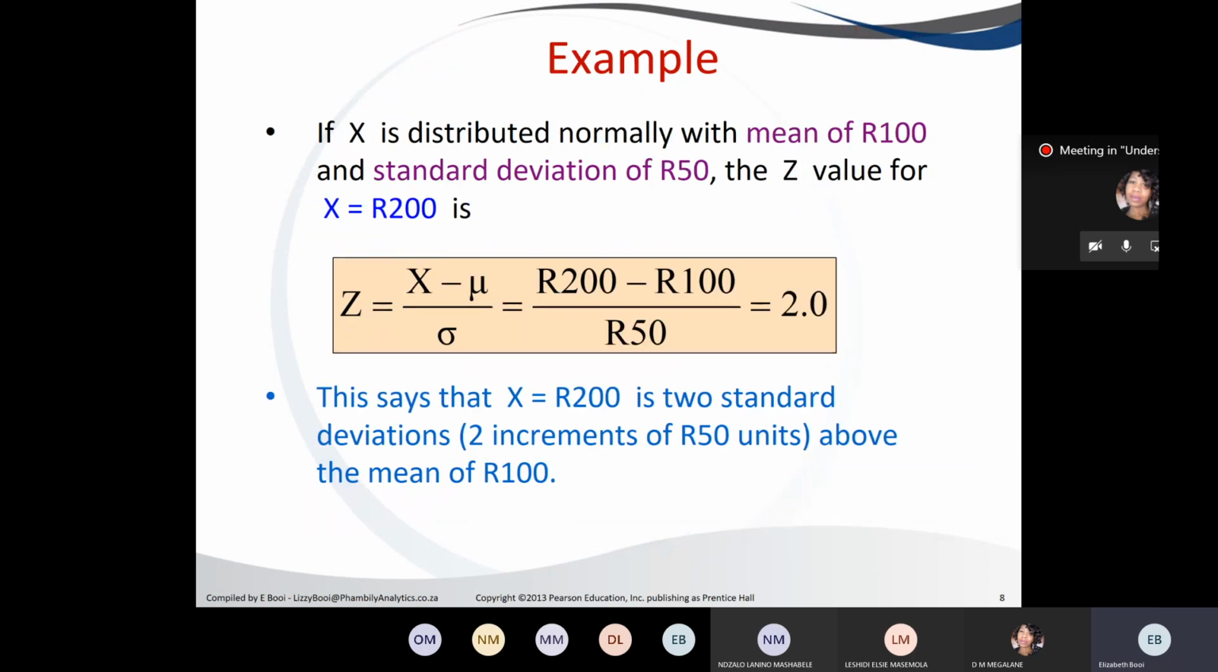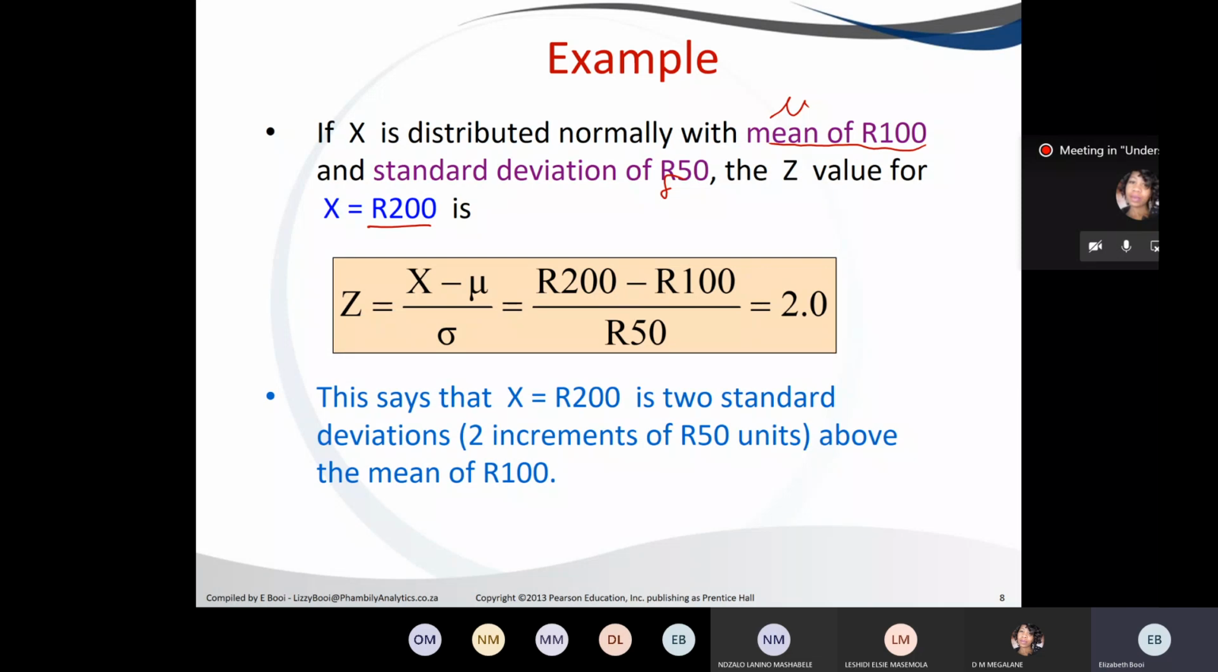And to calculate, for example, a z-score, if x is distributed with normal distribution of mean of 100 and a standard deviation of 50, the z value for x equals 200 is equal to, and we remember the formula, z is equal to the x value minus the population mean divided by the population standard deviation. And we go back to our statement and we find what we're given. We know from this statement we're given the mean and the population standard deviation, and that is our x that is in the question.